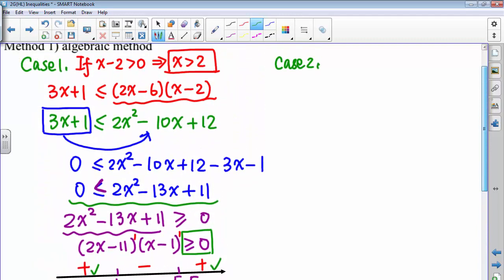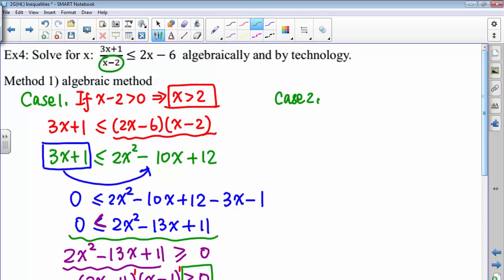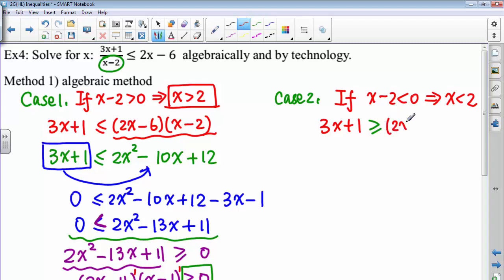Okay, right now let's look at case 2. Case 2 means the bottom is a negative value. In this case, the x values should be less than 2. When I multiply both sides by a negative value, remember, you need to flip the inequality sign. So smaller than or equal to becomes larger than or equal to. Then I'll have 2x minus 6 times x minus 2.